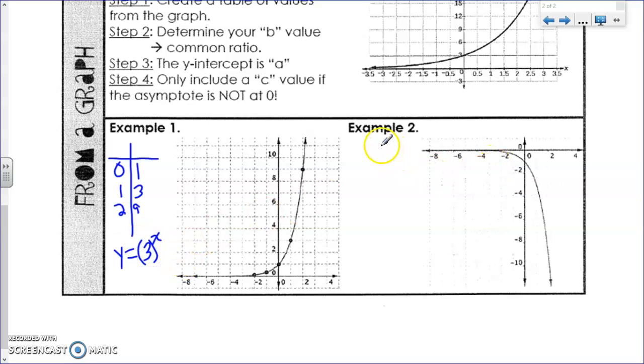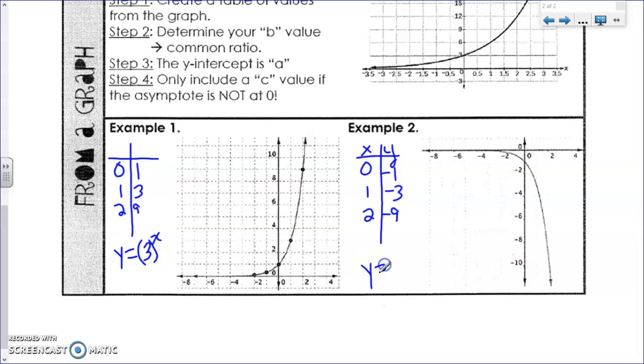Okay, so let's look at this one together. So we have 0, negative 1. This one's a little harder to read, so I want to make sure. 1, negative 3, and 2, negative 9. Okay, is this one growing or decaying? It is growing negatively. Remember, look here. Don't look at the sign of the number. How do I get from 1 to 3? Multiply by 3. 3 to 9 times 3.